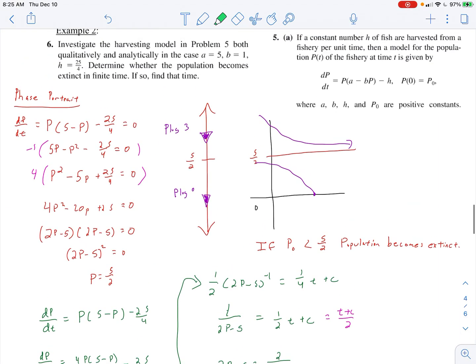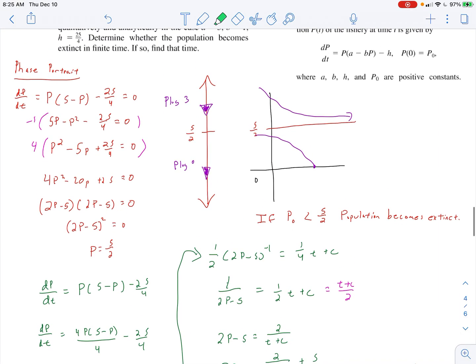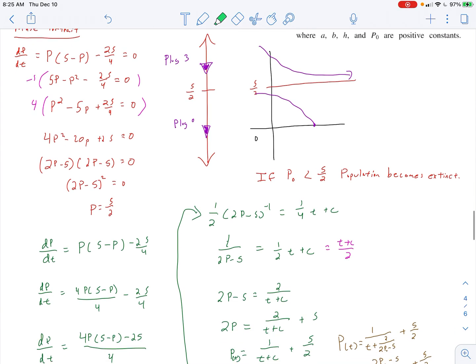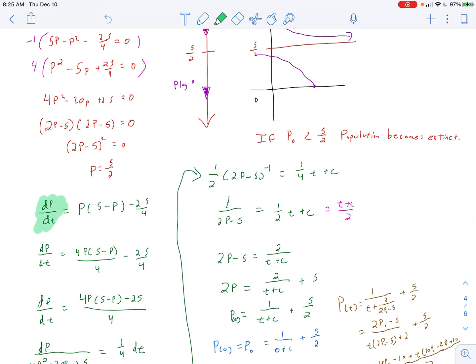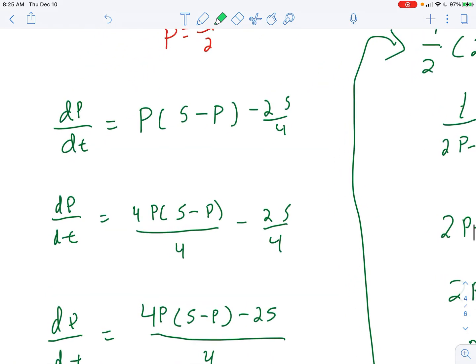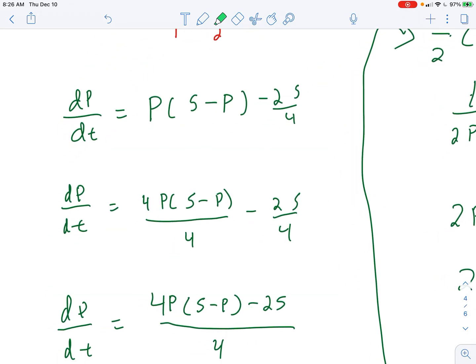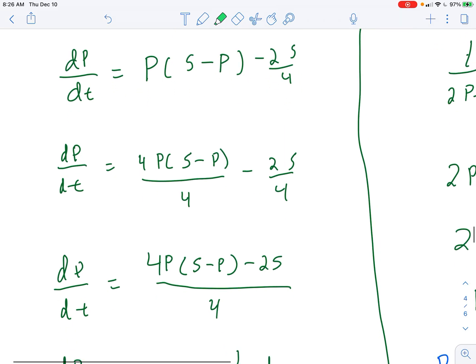Now what we want to find out is when the population will become extinct in finite terms. To do that, we need to solve the logistic equation. We've got to find the initial solution. So we're going to take our differential equation and solve it by separation of variables. The first thing that I've done is get a common denominator over here so that I could bring it all to be one term.